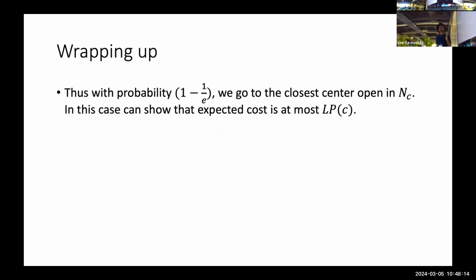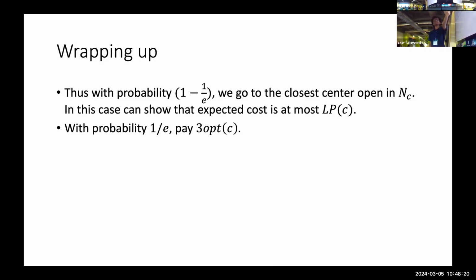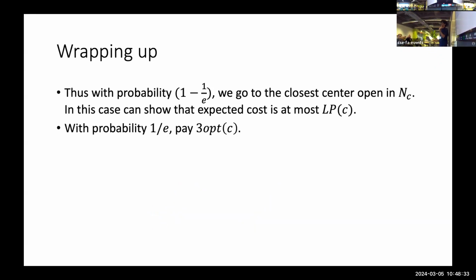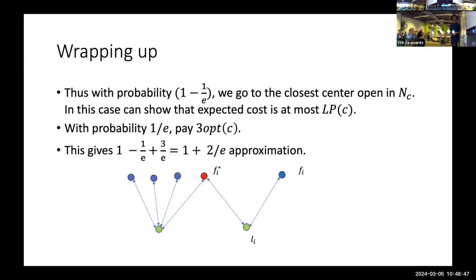So basically we have these 2 cases. With probability 1 minus 1 over e, we go to the closest open center in NC. And if no center in my neighborhood NC is open, we take these 3 hops and pay a cost of 3 opt. Then there's one technical thing which I'll just say: if some center in NC is open, then the expected cost is at most LP. This is slightly non-trivial, but it's easy to see. So your approximation ratio is 1 minus 1 over e times LP plus 1 over e times 3 opt. That gives you a 1 plus 2 over e.